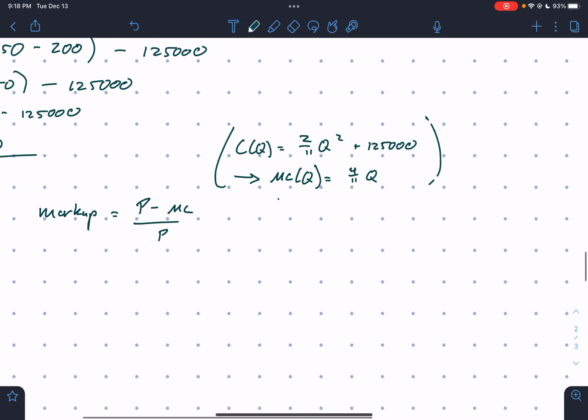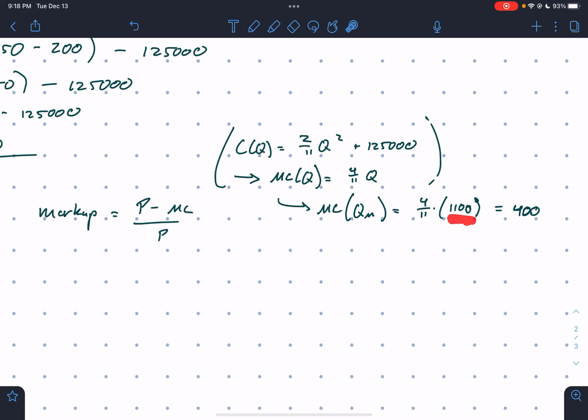Okay, and this means that the marginal cost at the monopolist quantity is 4/11ths times the quantity that the monopolist is producing, which is 1100. This will just be 400. You can check my math on that, but basically we have 1100 up here, there's 11 down here. Dividing the top by the bottom just gets you 100. Multiply it by 4, you get 400. Okay, so that gives us the marginal cost at the monopolist quantity.